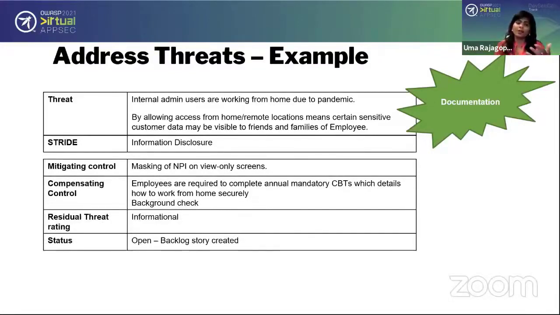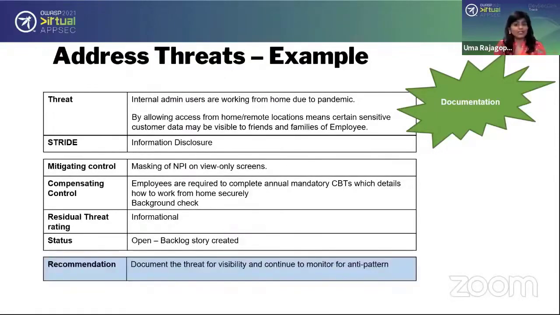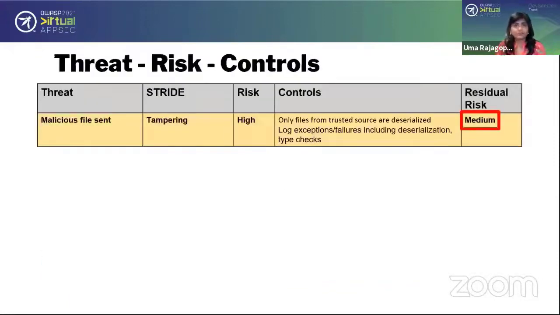On a compensating control, obviously, you can recommend a privacy screen. You can give them a mandatory CBT where the employees go through and see how they can work from home safe and secure. Obviously, you can do a background check on employees. So the recommendation I come up with is, document the threat for visibility, of course, and then continue to monitor for any anti-patterns. So going back to the documentation, now the risk is reduced to a medium.